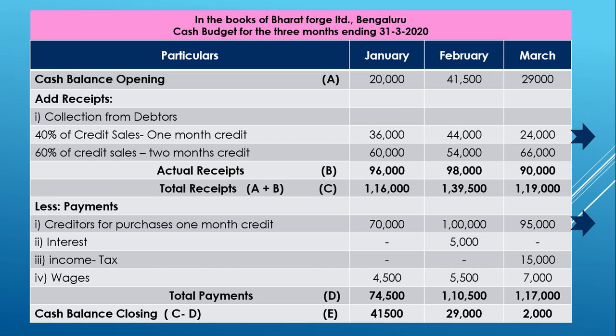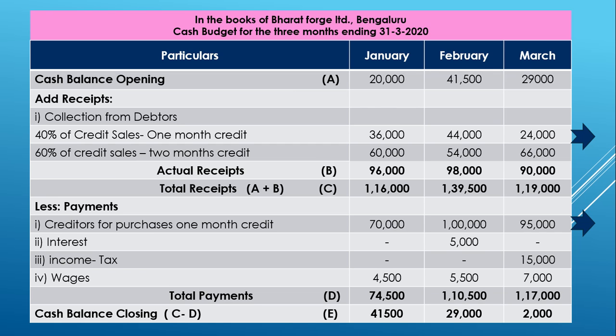Then after that, there will be total receipts. How to calculate total receipts? Opening cash balance plus actual receipts. So for January we have 20,000. So 20,000 plus 96,000 will come to 1,16,000.